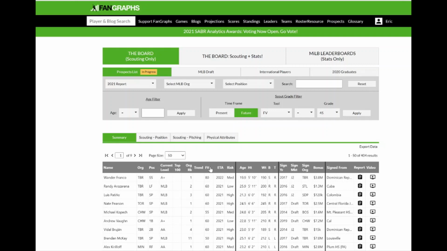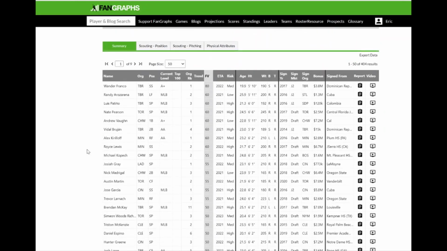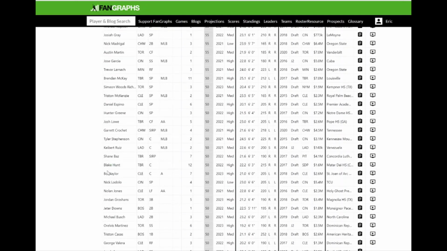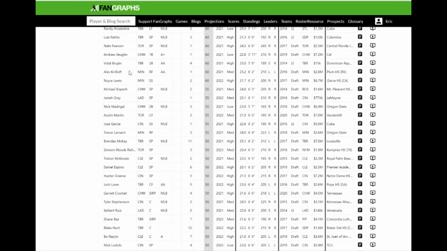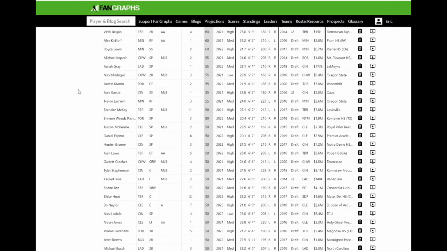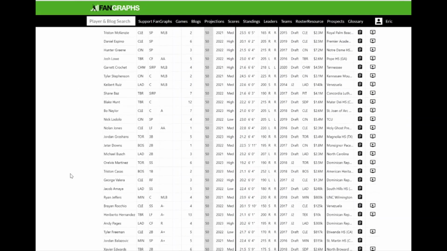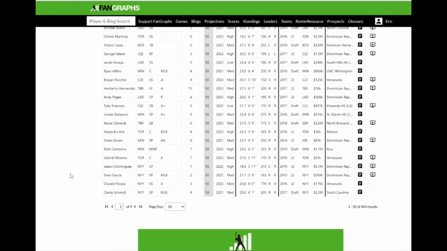And as you go down the future value spectrum here, and you say, all right, what player do you like more? Alex Kirilloff or Blake Hunt? It's pretty objective that I want Kirilloff rather than Hunt. And then the lower you go, especially as you get towards the back of the players who I have projected as 50s, the answer becomes, well, it depends.